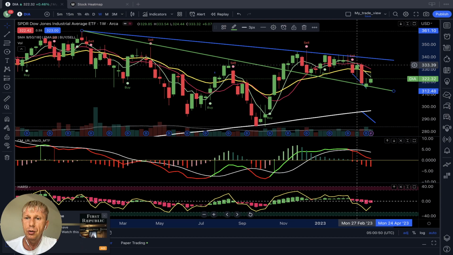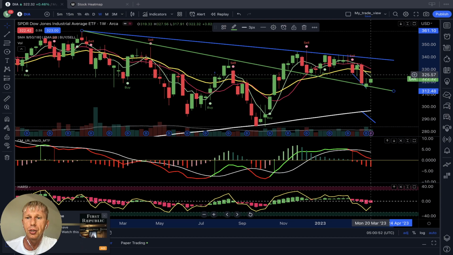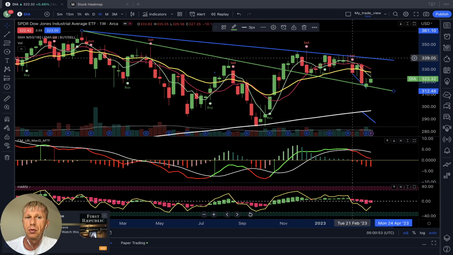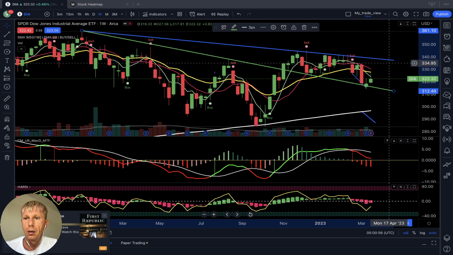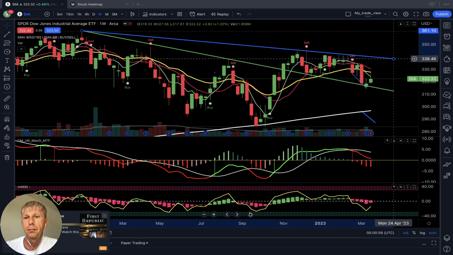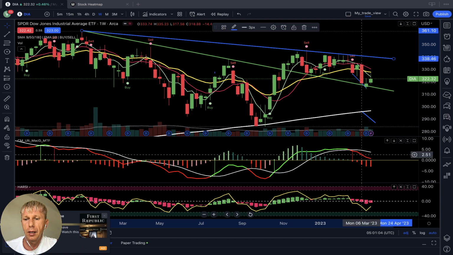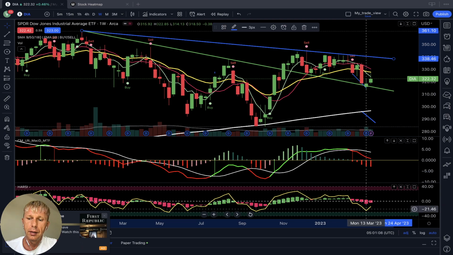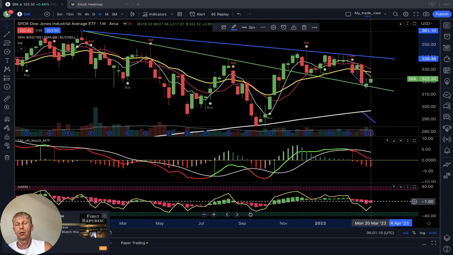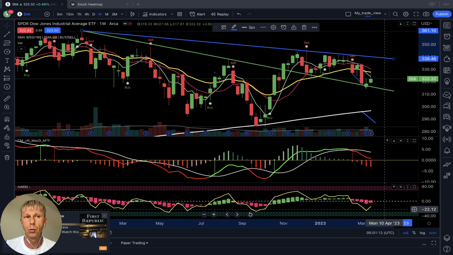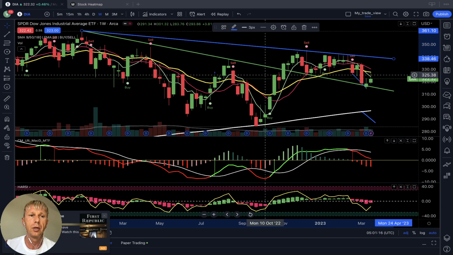MA5 did bearish crossover over 20, bearish trend. Sell signal on the script, bearish trend. It's all bearish. MACD bearish red line. Fibonacci red, RSI in the negative zone. All indicators bearish weekly for Dow Jones. No changes from previous week.